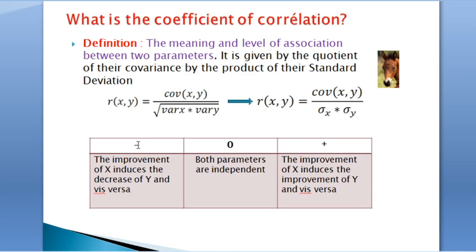Now about the meaning and the level of association. When Rxy is negative, it therefore means the improvement of x induces the decrease of y and vice versa. When the correlation is null, it means both parameters are independent, and when the correlation is positive, this simply means that the improvement of one trait induces the improvement of the related trait and vice versa.